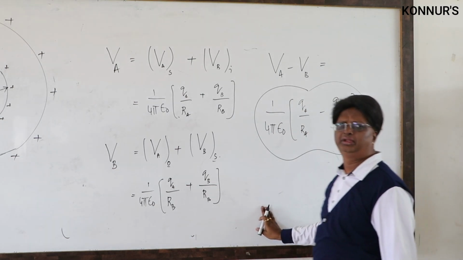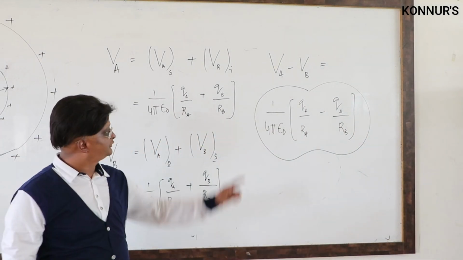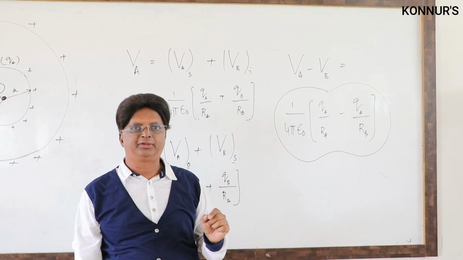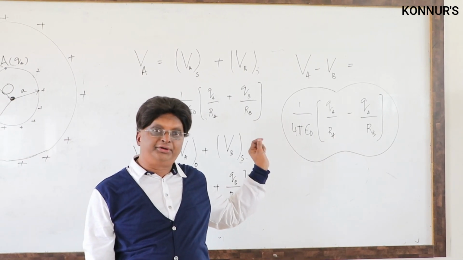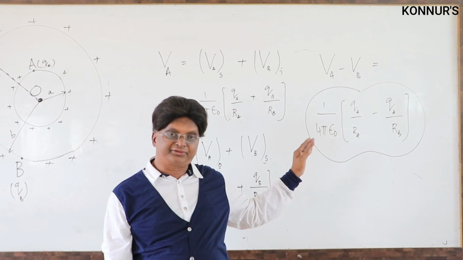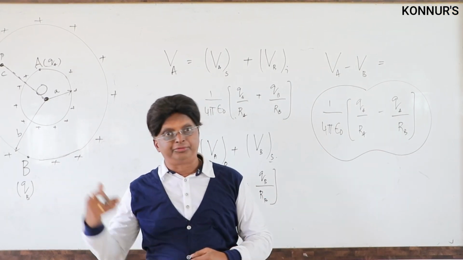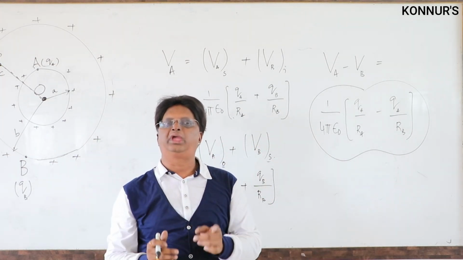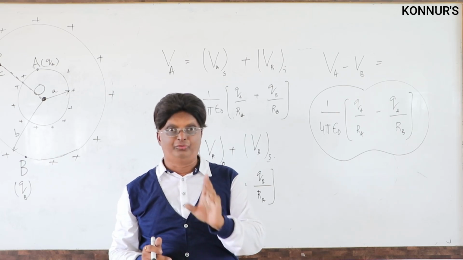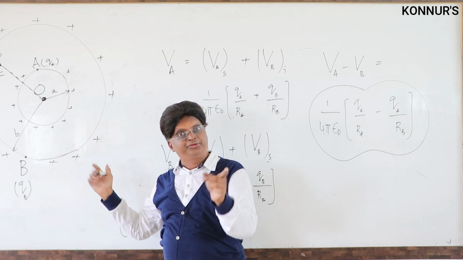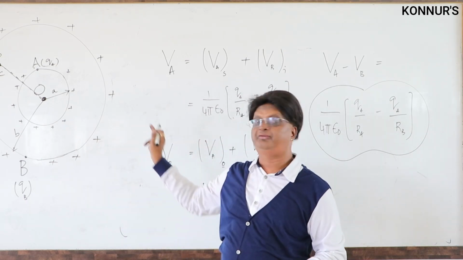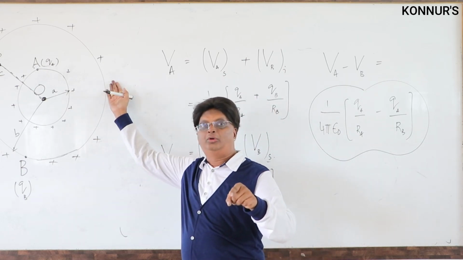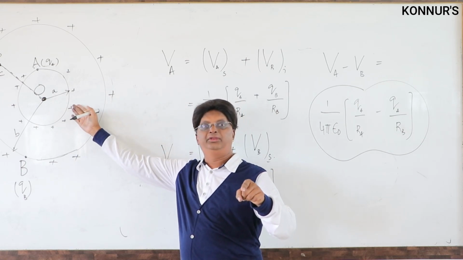And it has some interesting results as well. Look at this final expression. This is the potential difference between the concentric shells, and it does not contain the term QB. It contains only QA. Now according to the given data that I have shown, QB is the charge on the outer shell and QA is the charge on the inner shell. Therefore, in the case of charged concentric shells, the potential difference between the concentric shells is independent of the charge on the outer shell. It depends only on the charge on the inner shell.